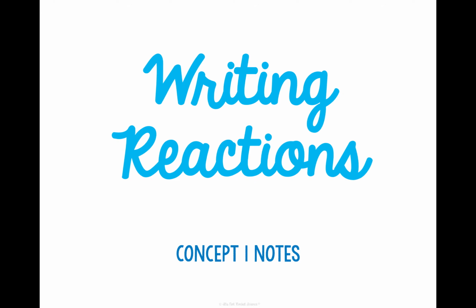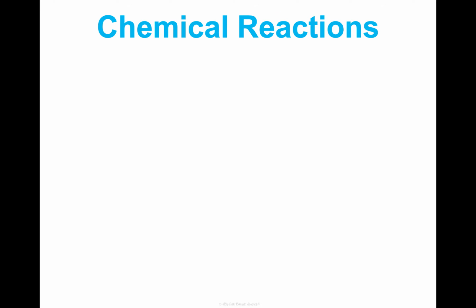Okay, so we're going to be learning about chemical reactions. We're going to learn how to write them, how to balance them, how to classify them. And then we're also going to be talking about a couple of other interesting things with chemical reactions in Concept 3, but we'll get to that eventually. For now, we're just going to learn how to write reactions. How do we write out chemical reactions?